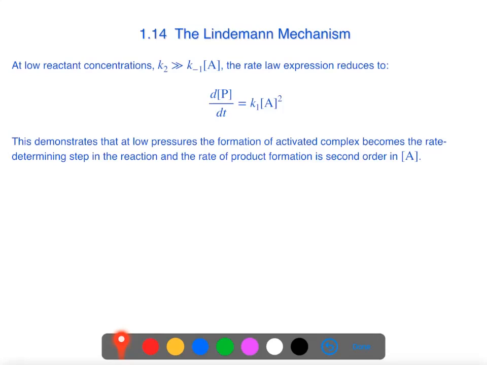So overall, the Lindemann mechanism provides a nice example for unimolecular dissociation reactions, which shows that there is a strong dependence on concentration of the reactant with the order dependence of the reaction.